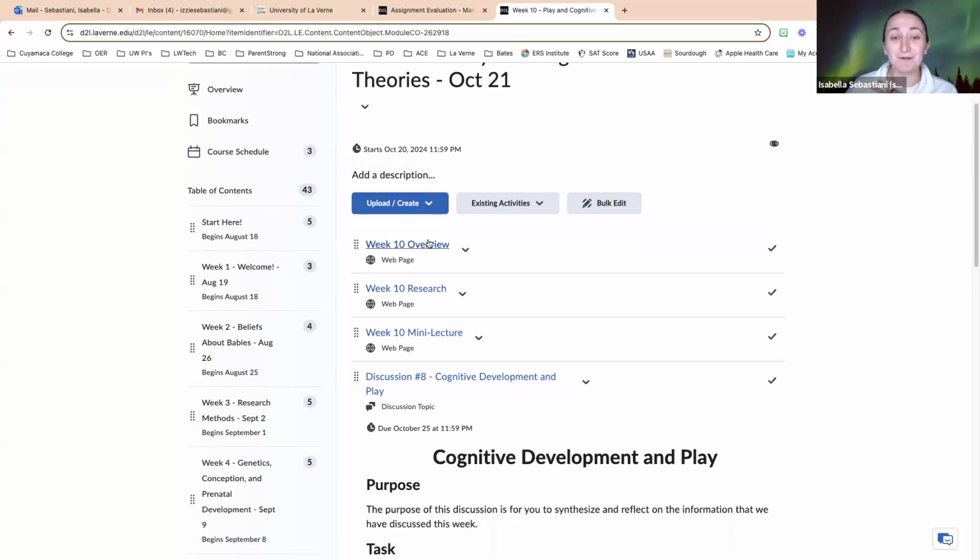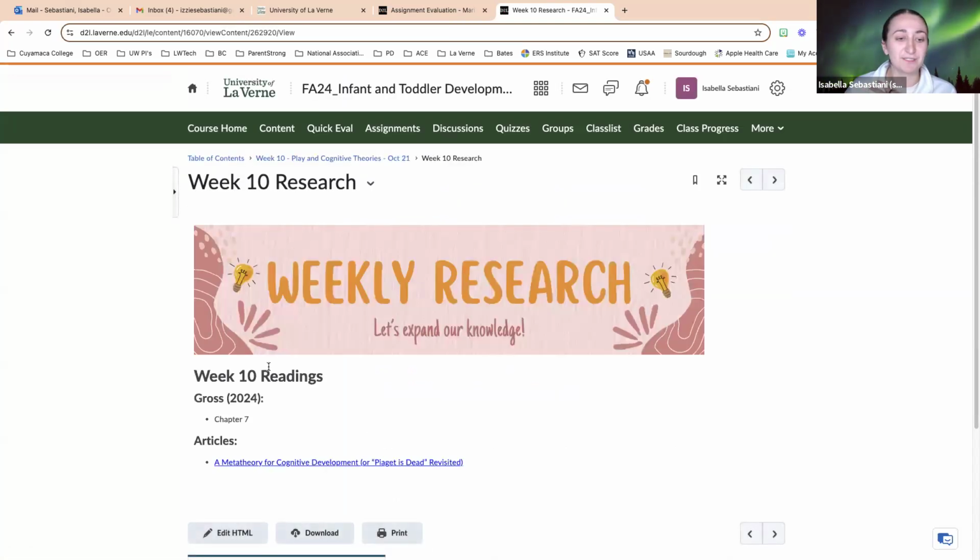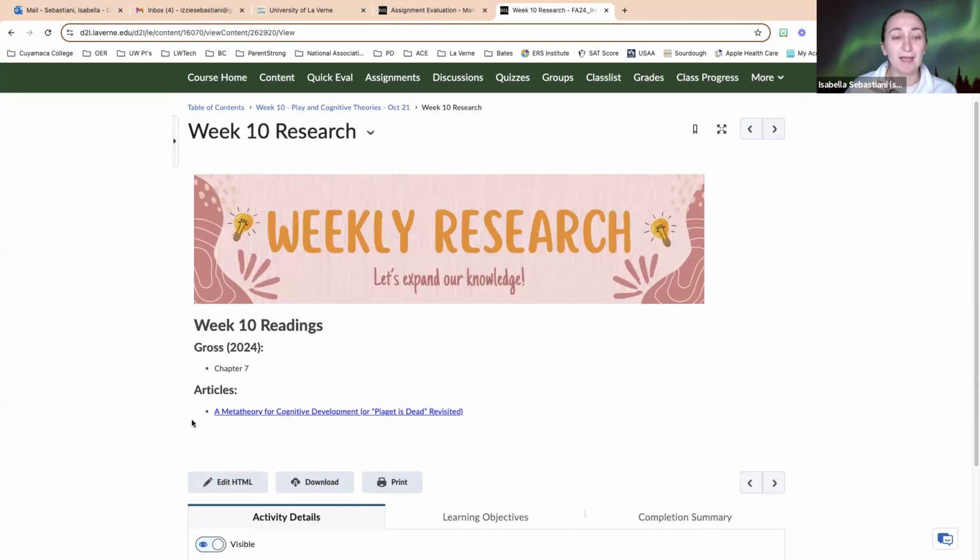So yes, obviously you found the overview. For week 10 research, we have chapter 7 in our textbook, as well as an article provided for us by our facilitation group this week, a meta theory for cognitive development, or Piaget is Dead, Revisited. So you can go ahead and click that, and that'll open up the PDF for this week's article.